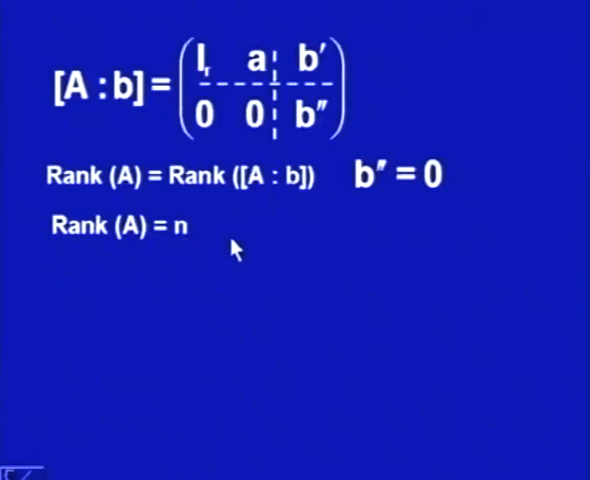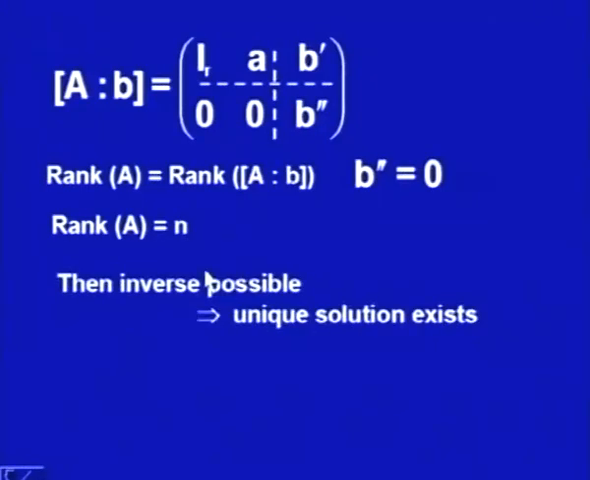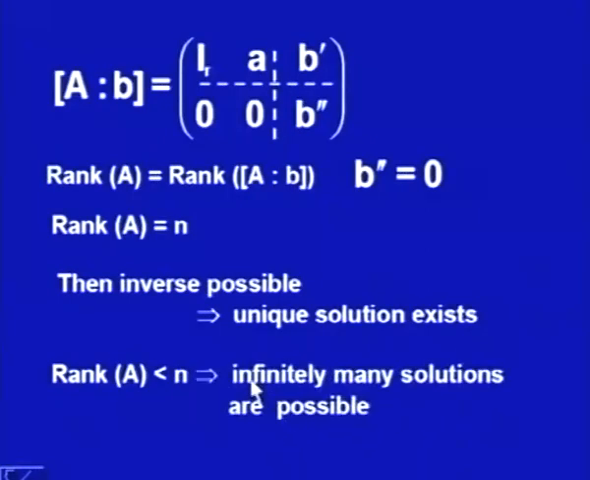Now, if rank A is equal to n, then the inverse is possible, and when the inverse is possible, then we can have a unique solution. And when rank A is less than n, then we will have infinitely many solutions for the given system.